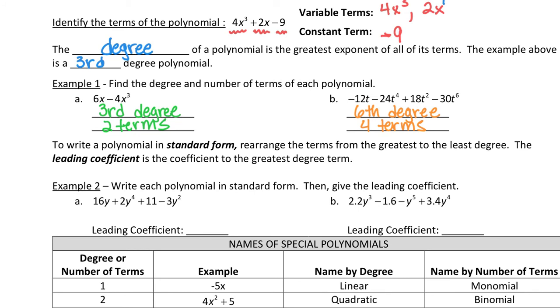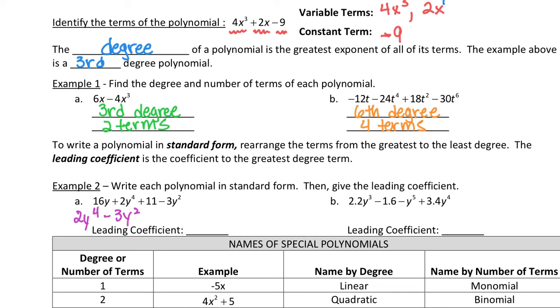Next, to write a polynomial in standard form, you rearrange the terms from the greatest to the least degree. The leading coefficient is the coefficient to the greatest degree term. If I take a look at this first one, my highest degree is 2y to the 4th. So I'm going to write that term first. The next term is going to be this negative or minus 3y squared, because we have the 4, we have the 2 is the next highest.